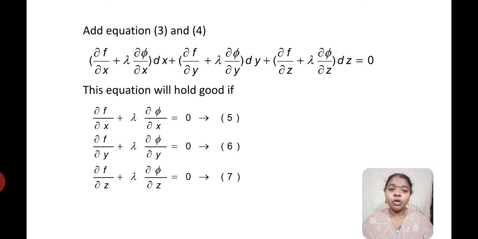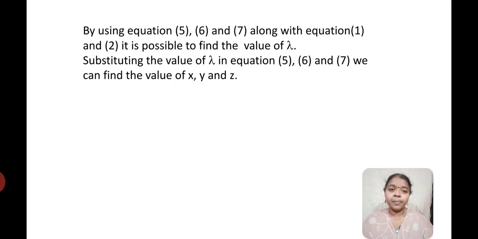That is, dou f by dou x plus lambda times dou phi by dou x is equal to 0. This is equation 5. Dou f by dou y plus lambda times dou phi by dou y is equal to 0 is equation 6, and dou f by dou z plus lambda into dou phi by dou z is equal to 0 is equation 7. Now what we do is, we will be using equations 5, 6 and 7 along with equations 1 and 2. We can find the value of lambda. Once we find lambda, we will be substituting the value of lambda in equations 5, 6 and 7, wherein we would be getting the values of x, y and z.